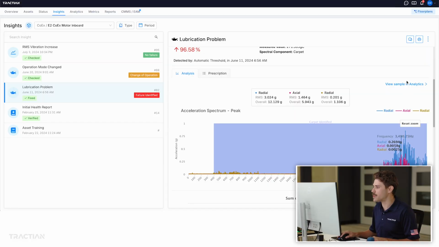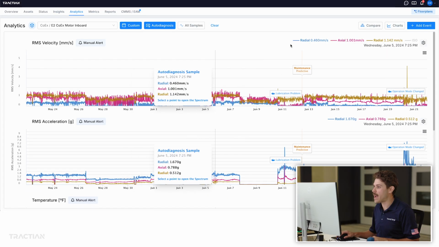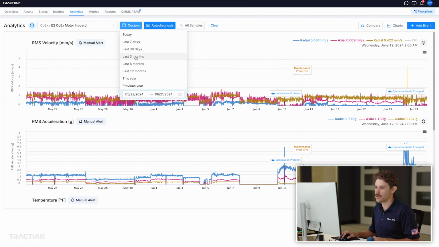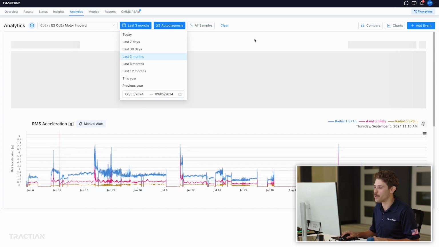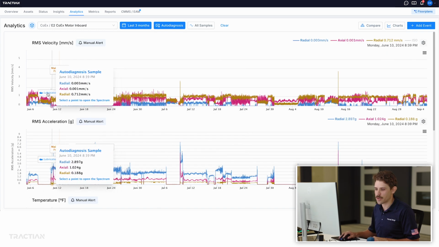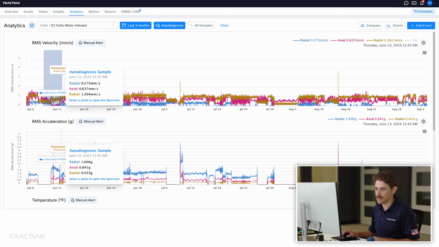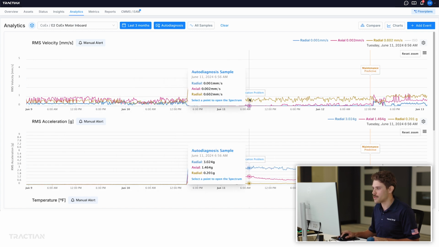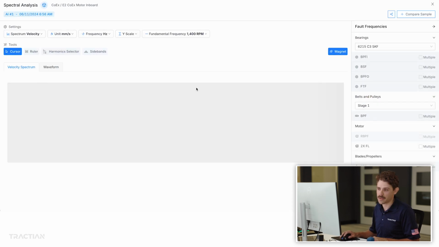When we're thinking of lubrication and any high frequency problems, we're thinking acceleration, right? Things that we can't really hear or feel that have low energy but high impact. And so when we go into our analytics sample and we back up our trend to when this insight came through, we noticed that this insight was originally present on June 11th. And so what we can do here is we can take a look at this initial insight.